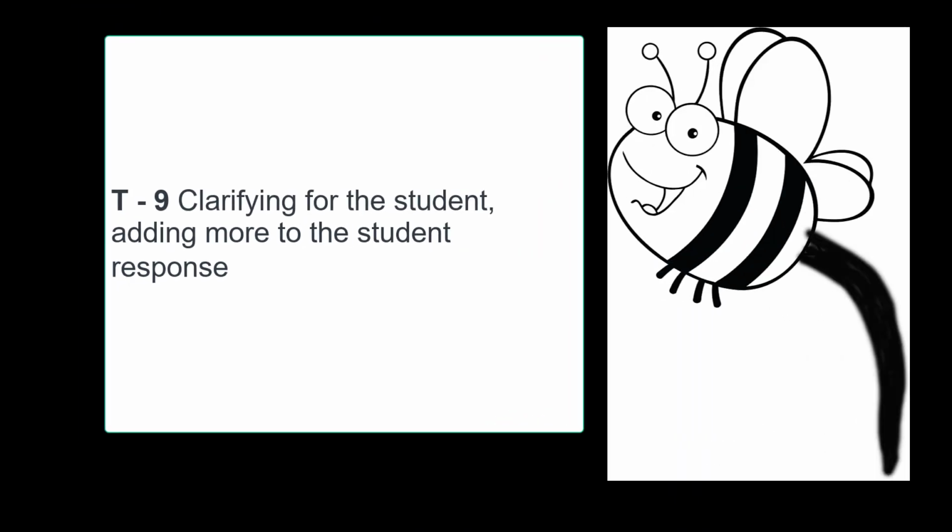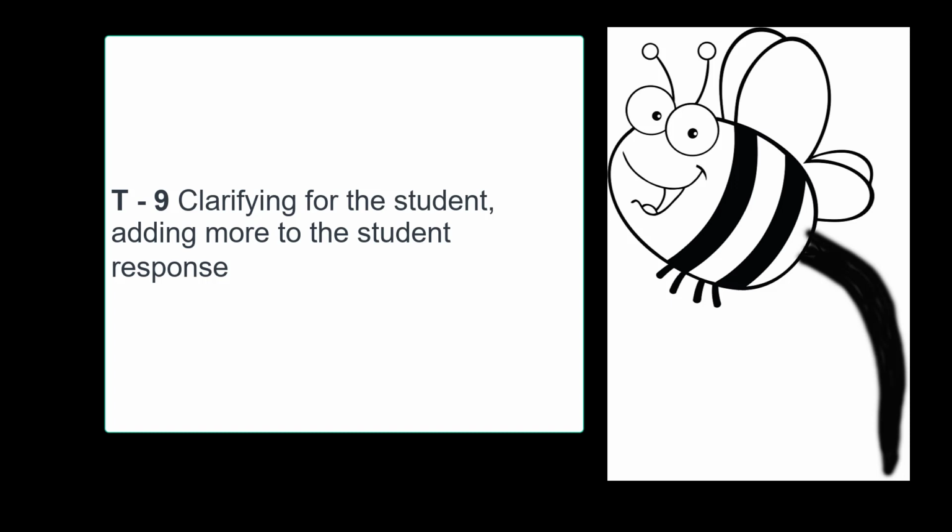Now, T9 is when the teacher clarifies for the student and adds more information to the student answer or to the student response. So the teacher might say, and I'm just being facetious here, something like, well, what's the meaning of life? And the student says 42. And the teacher goes, yes, 42, because, blah, blah, blah. Well, that's a T9. The teacher adds way more information beyond the student answer and clarifies the student answer for the class or for the student, much more information than the student ever indicated.